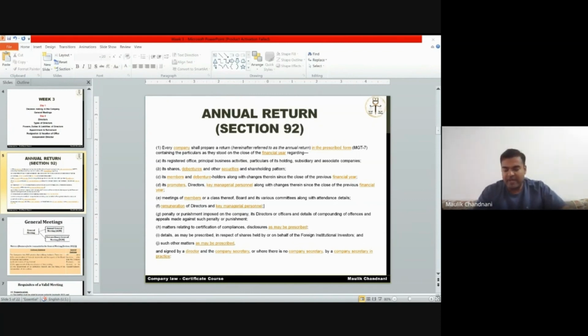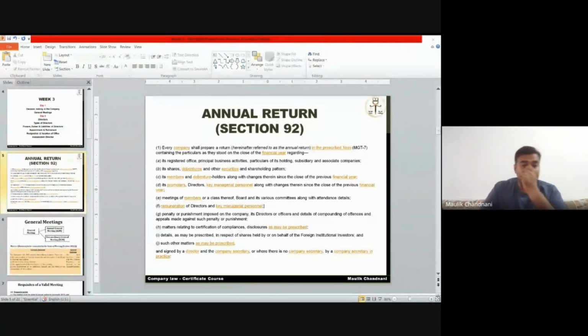So the format of annual return in the Companies Act is MGT7, which contains the following particulars as at the close of financial year. That means all the details as on 31st March of every year, that is the close of financial year, you need to give these details to the ROC. Of course, these details are to be filed by every company to the ROC.